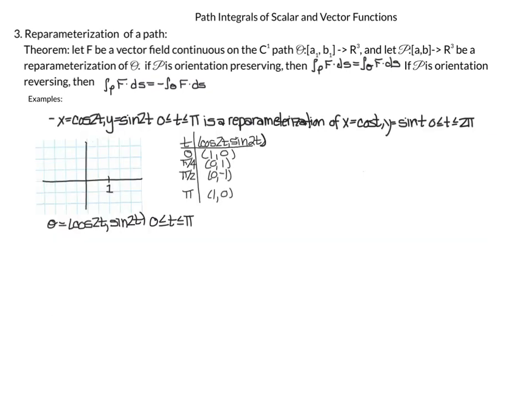In this next example, we have two paths. First, we have sigma parameterized as x equals cosine 2t, y equals sine 2t, where t goes between 0 and pi. And we are going to show this as a reparameterization of our second path. We'll call it rho, where x is equal to cosine t, y is equal to sine t, t goes between 0 and 2 pi. So same x, same y. It's the limits of t that is different.